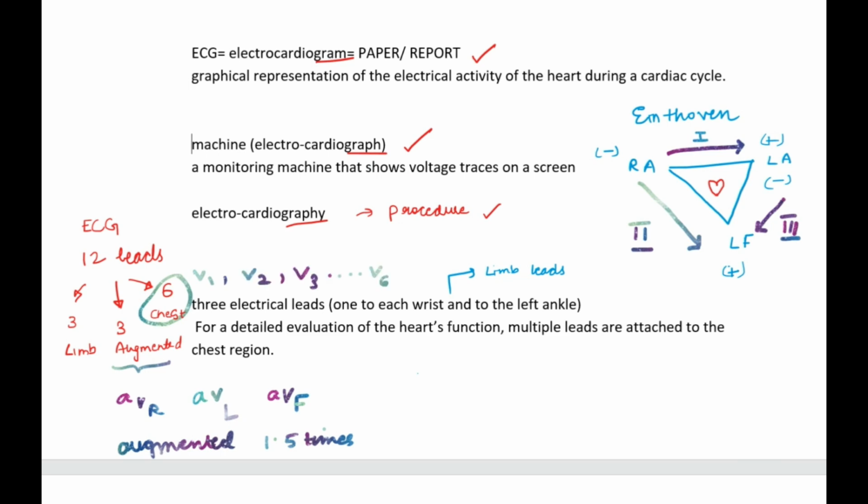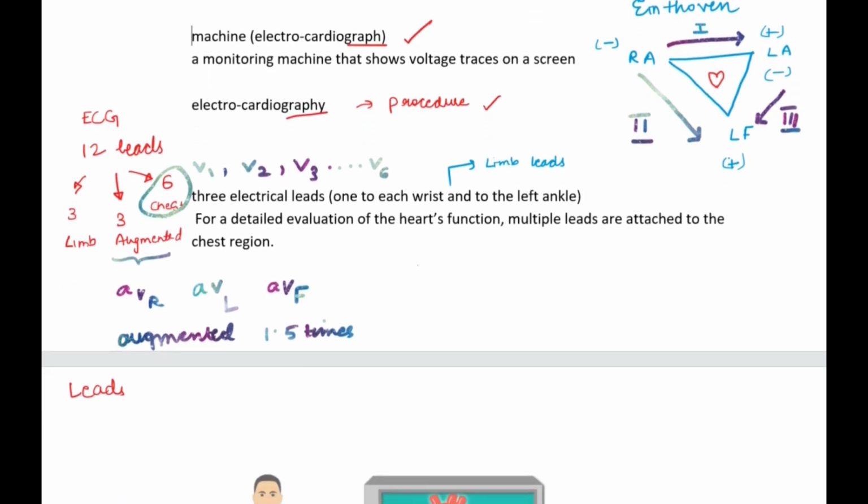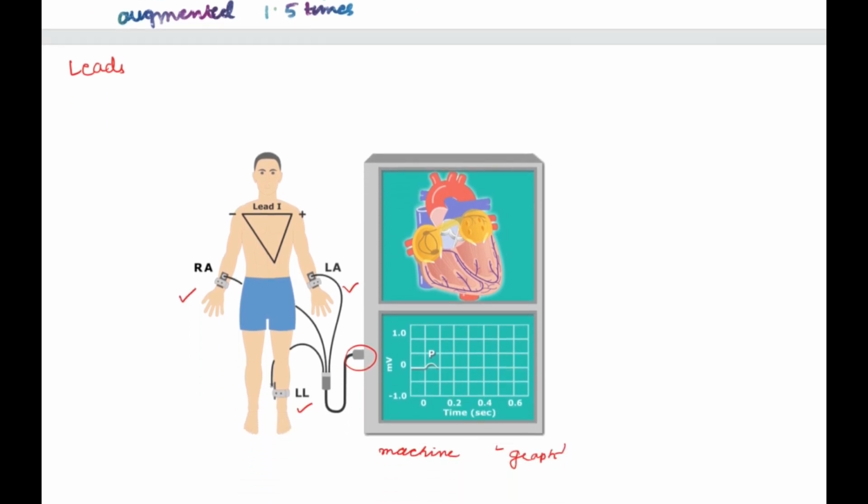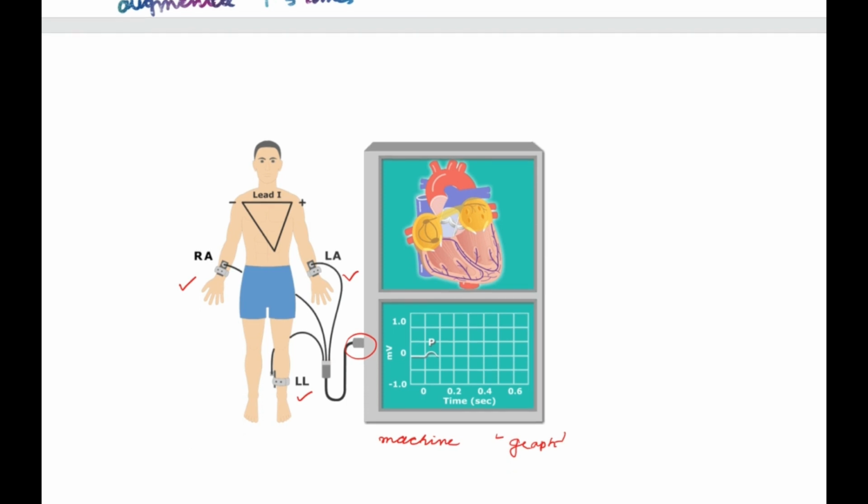So for a detailed evaluation of the heart's function, there are multiple leads attached to the chest region as well. This is known as chest leads. So how many leads are there? There are 12 leads: 3 limb leads, lead 1, 2, 3, and 3 augmented leads, AVR, AVL, AVF, and there are 6 chest leads.